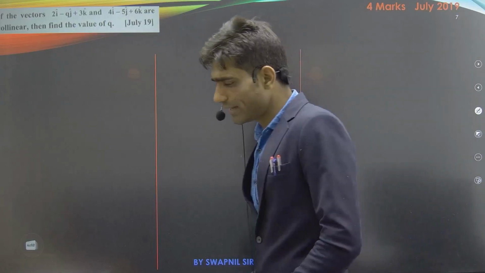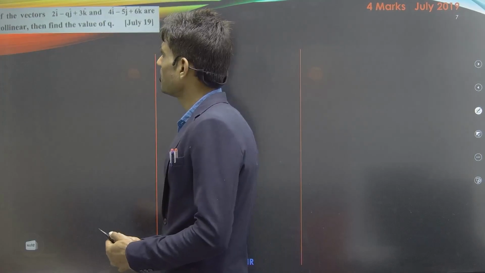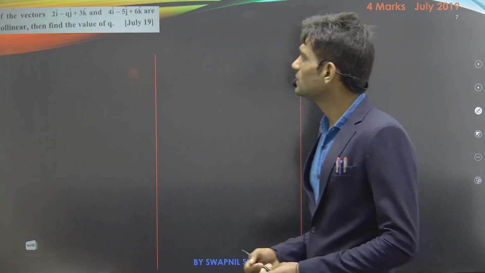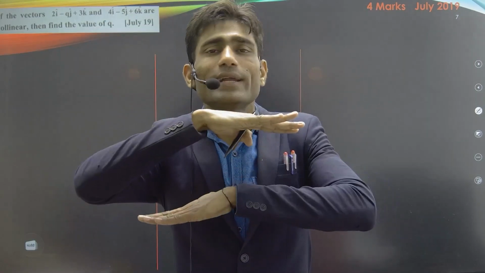Yes. Now in our next example, we are given that the vectors 2i cap minus qj cap plus 3k cap and 4i cap minus 5j cap plus 6k cap are collinear. So we have two different vectors and these two vectors are collinear. You are already familiar with the meaning of collinearity. If two vectors are collinear, that means we can write one vector as parallel to another vector.